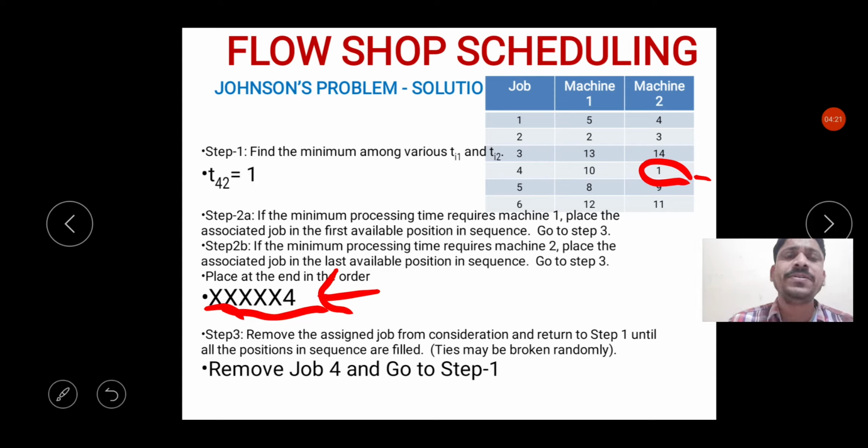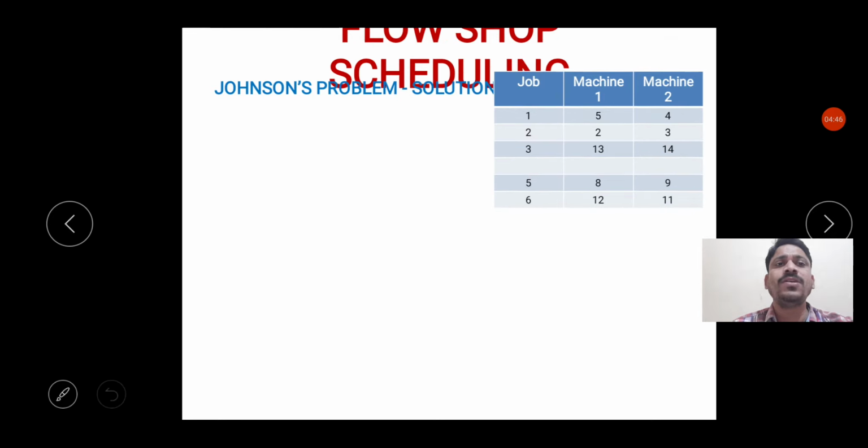So next, in the step 3, in the next step, what we will do is, as this job 4 is placed, we will eliminate this from the table, and we will eliminate this from our further calculation, and then we will do the same process again. Again we will go through the same steps. So again, after eliminating, this will be the table. The 4th job we have deleted from this, and remaining 5 jobs are there, 1, 2, 3, 5, 6. Again the same thing we have to do.